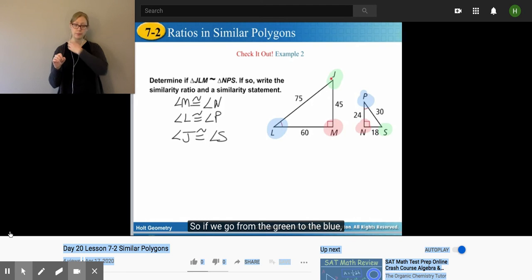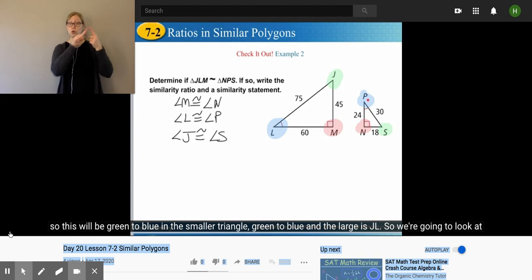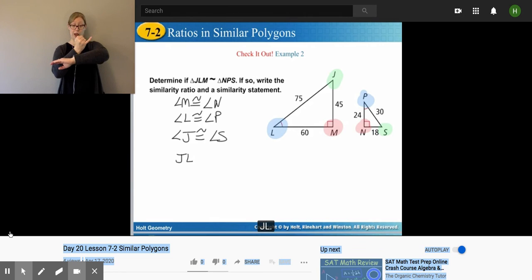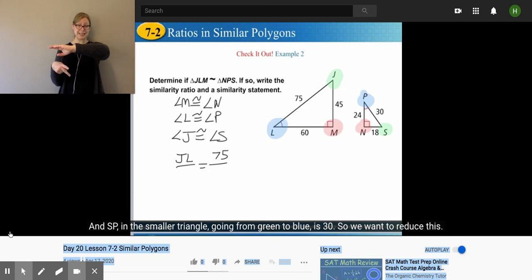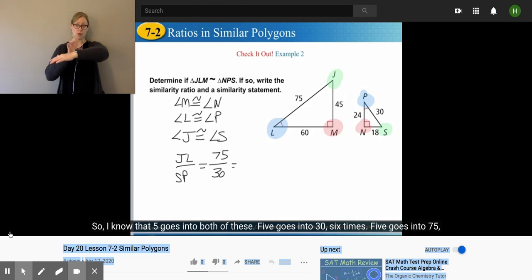So if we go from the green to the blue, this would be green to blue in the smaller triangle. Green to blue in the large is JL, so we're going to look at JL, and JL is 75, so that would be in the numerator. And we're going to match that with SP, and SP in the smaller triangle going from green to blue is 30. So we want to reduce this, and so I know that 5 goes into both of these.